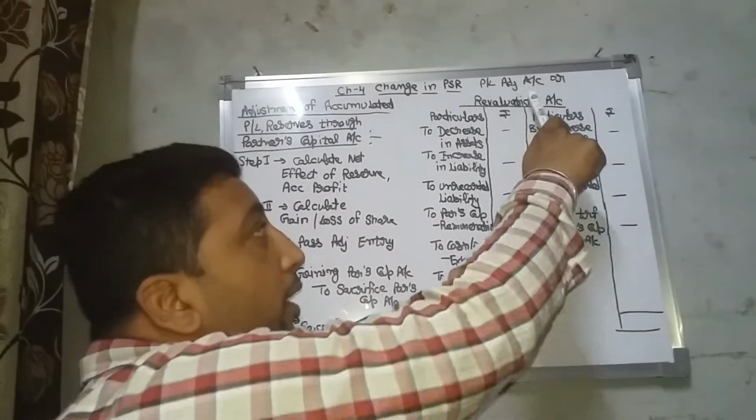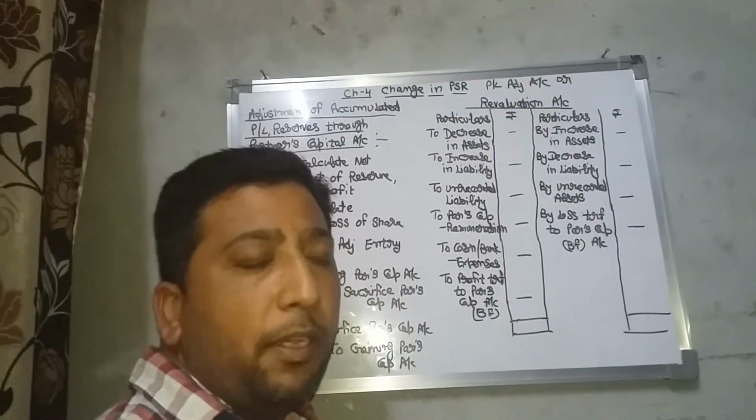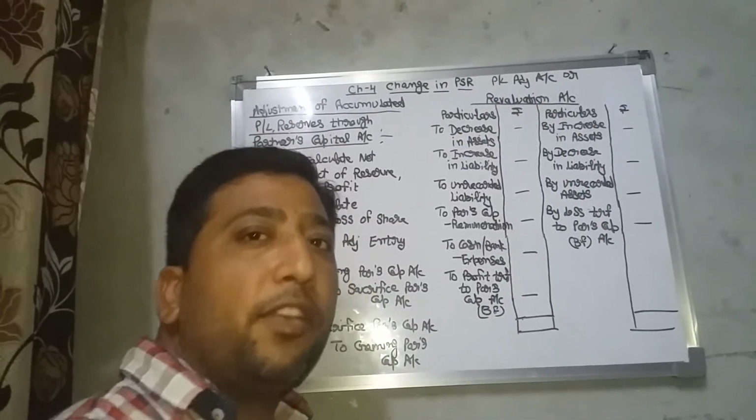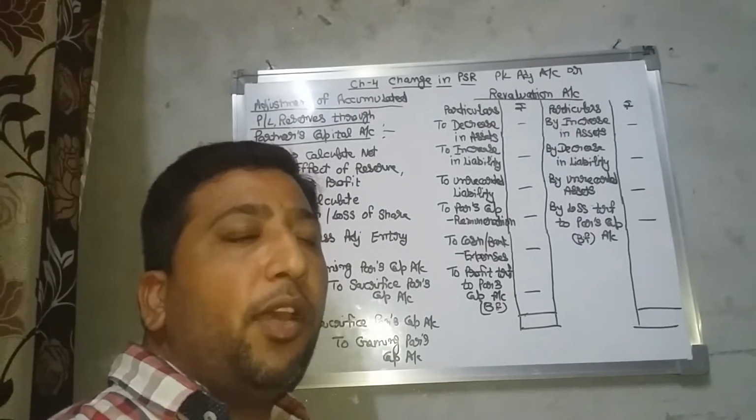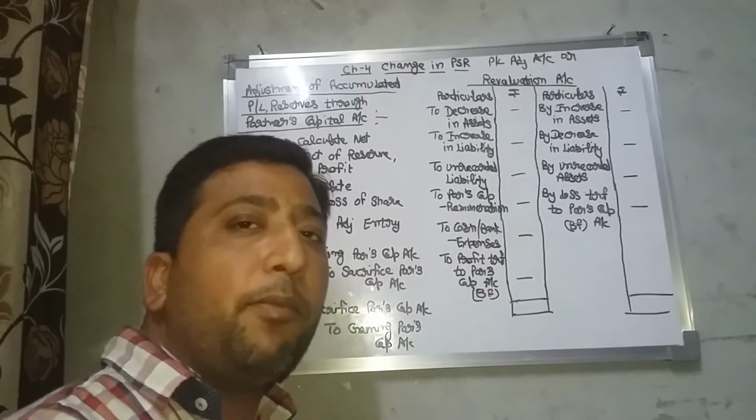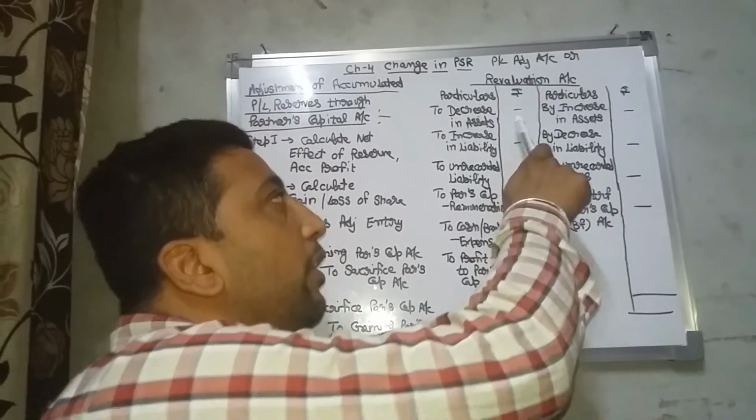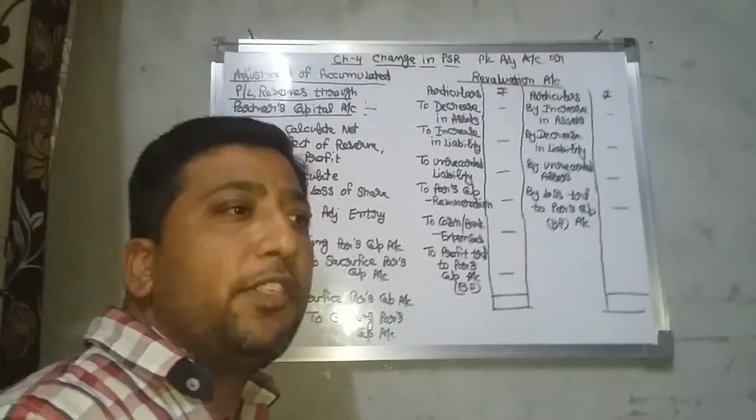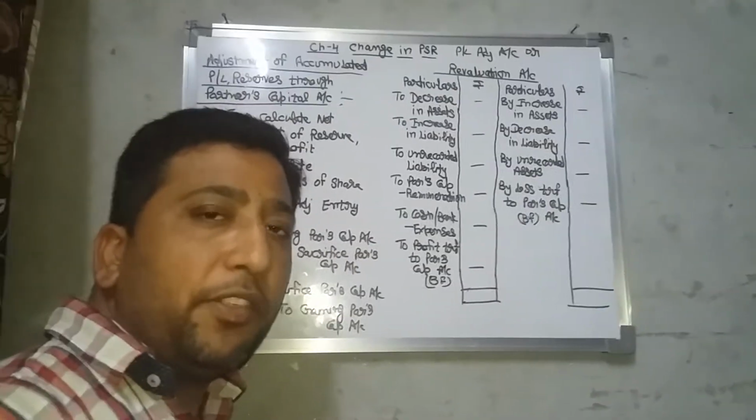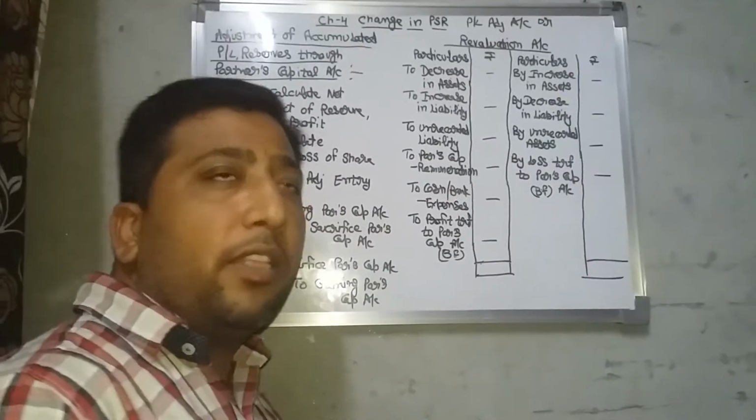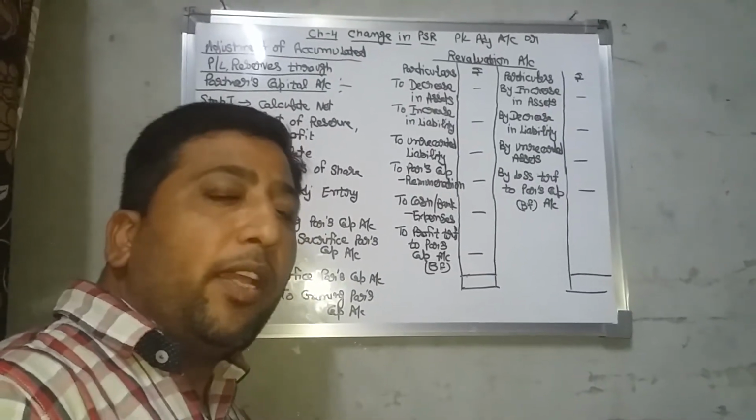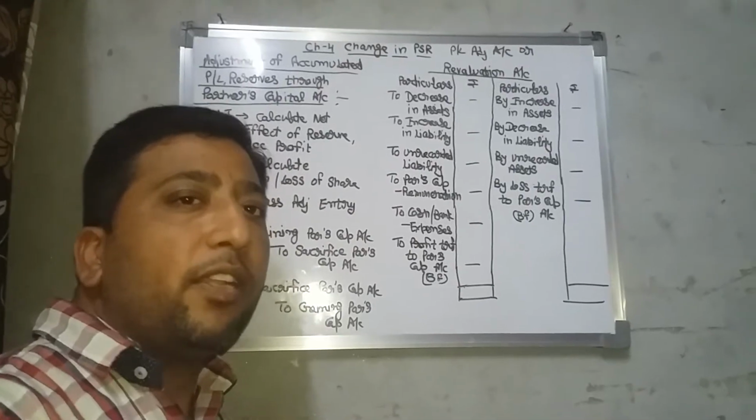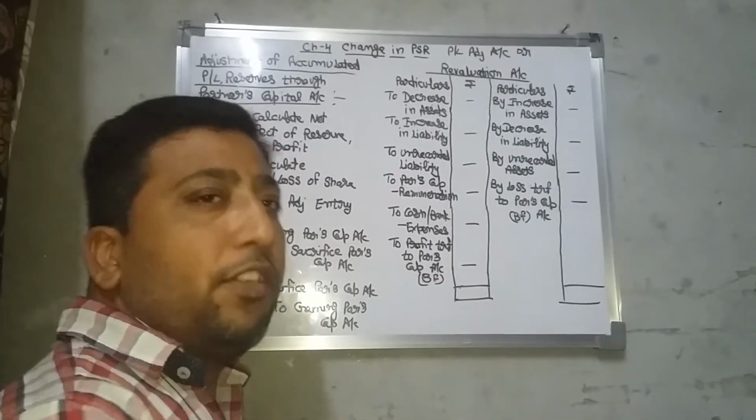Now the second topic is the revaluation account, or you can say the profit and loss adjustment account. You have to prepare the revaluation account before the profit and loss account. At the end of the year, whenever there is a change in profit sharing ratio, an admission or a retirement, you have to prepare the revaluation account. Also, whenever the value of assets increases or decreases, you have to record it under the revaluation account.